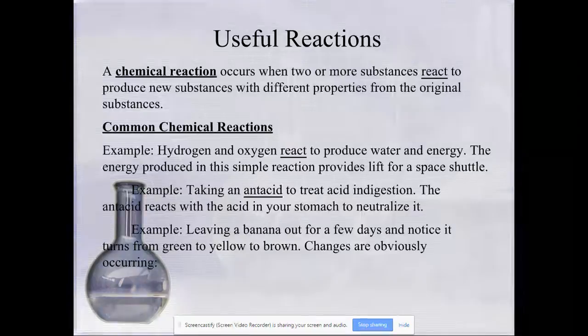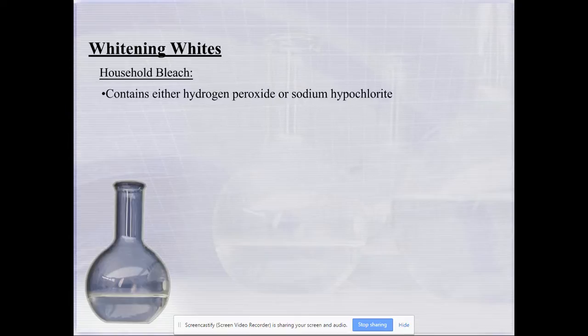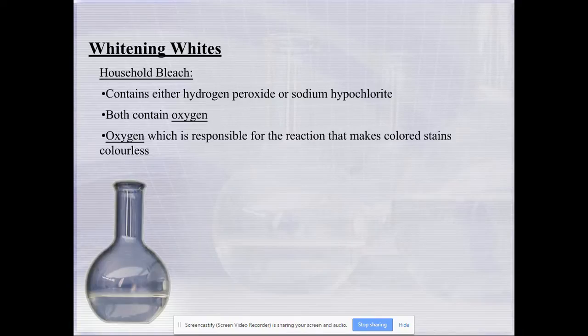Leaving a banana out for a few days, you notice it turns from green to yellow to brown. And these changes are obviously occurring. So you have whitening whites. Household bleach contains either hydrogen peroxide or sodium hypochlorite. Both contain oxygen, which is responsible for the reaction that makes the colored stains colorless.